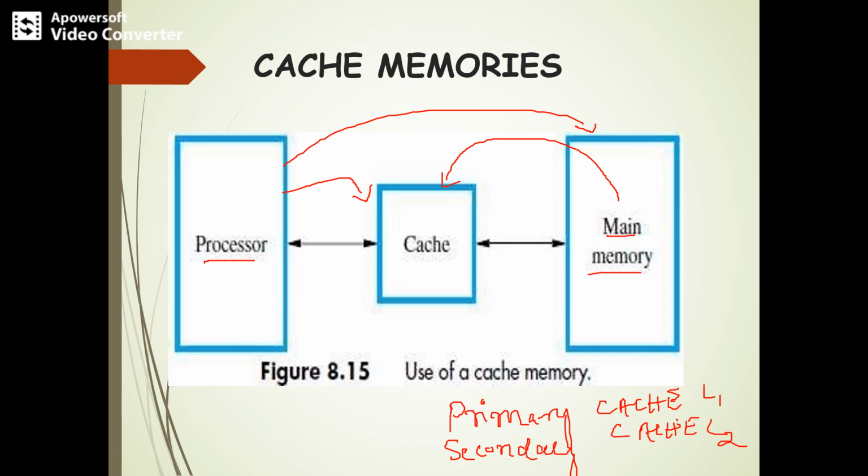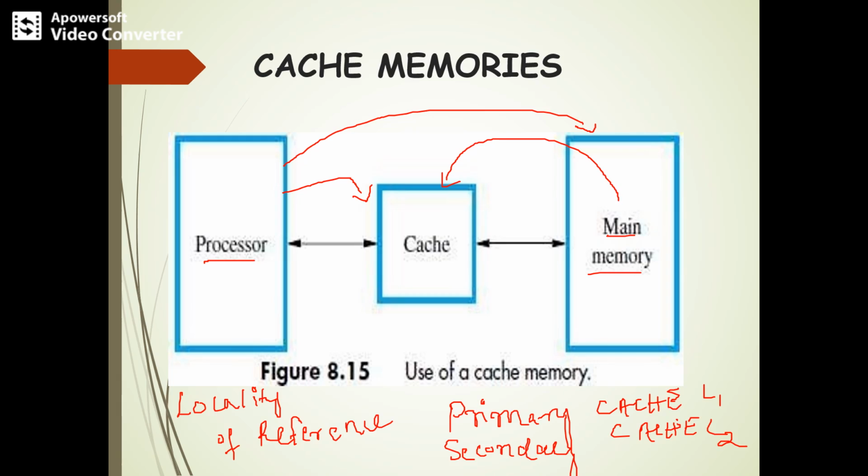In the case of cache, we can make use of a property called locality of reference.